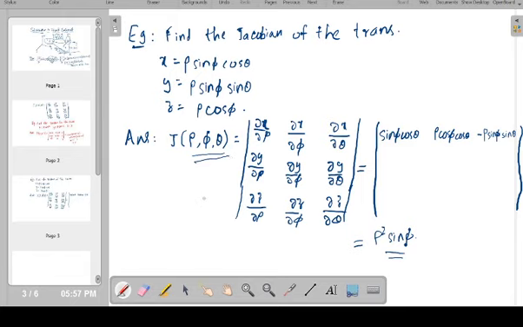So these two are special cases. These two, the cylindrical coordinates transformation and the spherical coordinate transformation, are special cases of substitution in triple integrals.